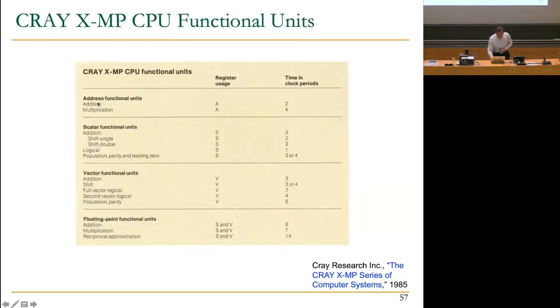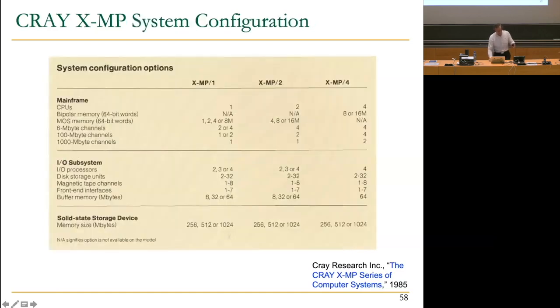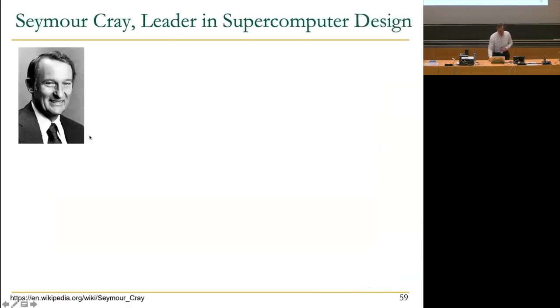Basically, these are address functional units, scalar functional units, vector functional units, which we're going to talk a lot about today, but there's also floating point functional units, as you can see. And they specify the time in terms of clock periods, right? Vector functional units, for example. Okay, there's more. And you can see that the memory is actually important and I/O is important. So it's a full system, essentially. We're going to see more of this later.